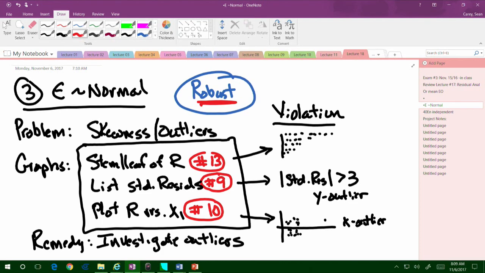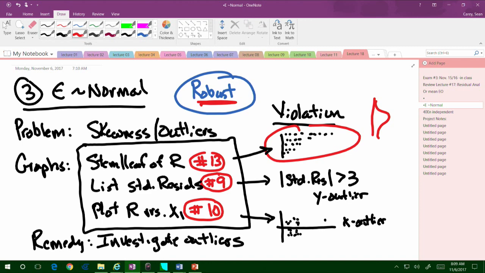All right, now there are actually several graphs and several printouts you'd look at here. First of all, printout number 13 is a stem and leaf plot of the residuals. That just allows you to check for extreme skewness. And I've drawn a line over there for the violation. If you saw something like this, that's extreme skewness, versus a nearly mound-shaped, bell-shaped curve, then you would have a potential problem.